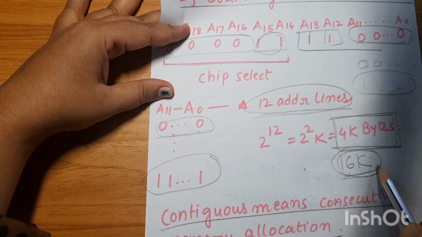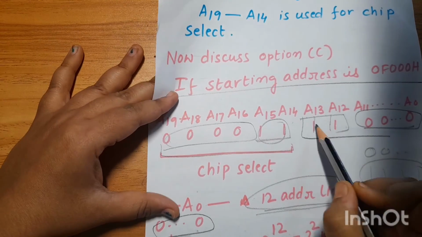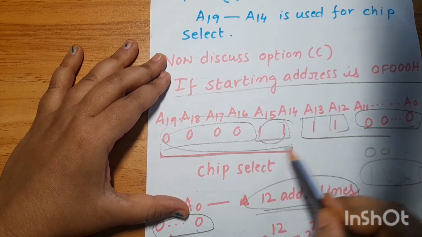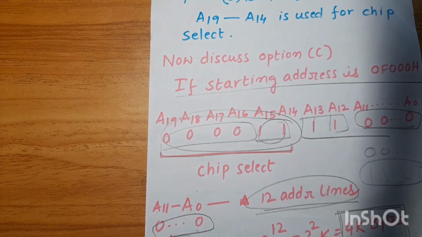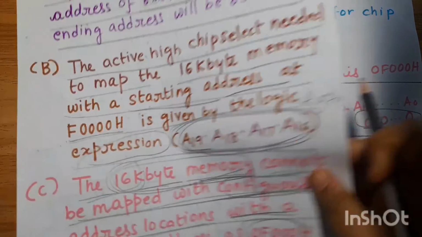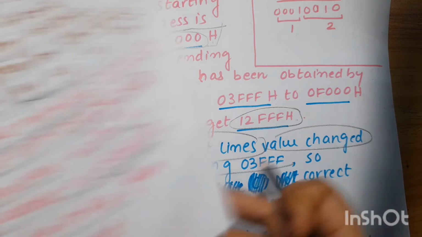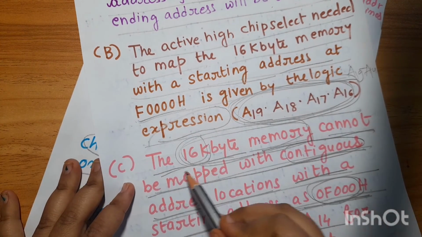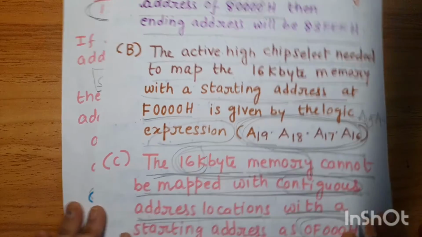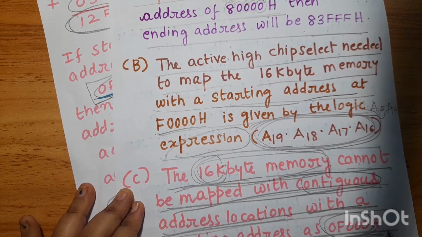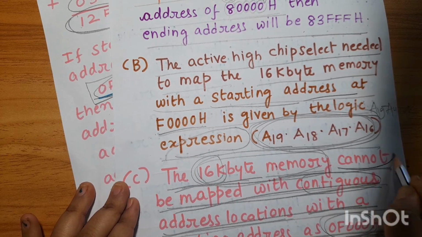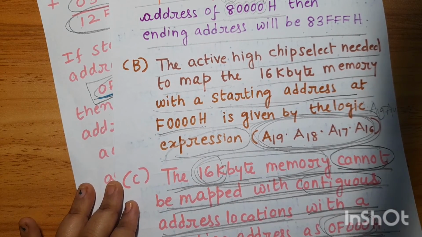If we need to address 16K, then these address line values, this chip select value, need to change. So the C option is not correct. Oh, the C option is correct actually, because in option C they are saying that 16 kilobyte memory cannot be mapped with a contiguous address location with that starting address. So this is also true.